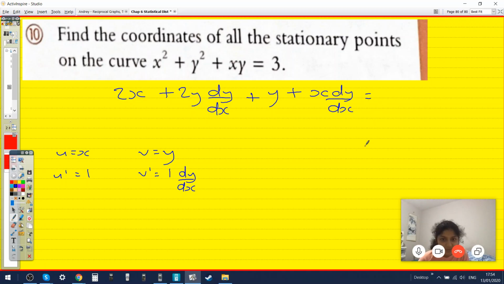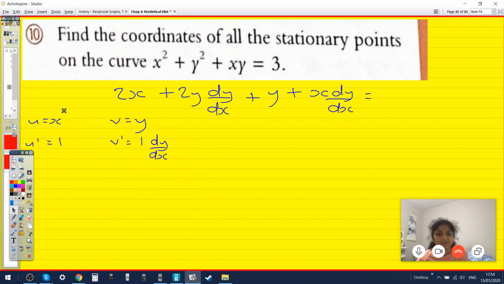Okay. Now you have to minus 2x and minus y. Yeah. And then you have to factorize out dy by dx. Yes. And so you're good for the rest of that? And then you have to solve it, right? How would you do that? You have to solve dy by dx equal to 0.